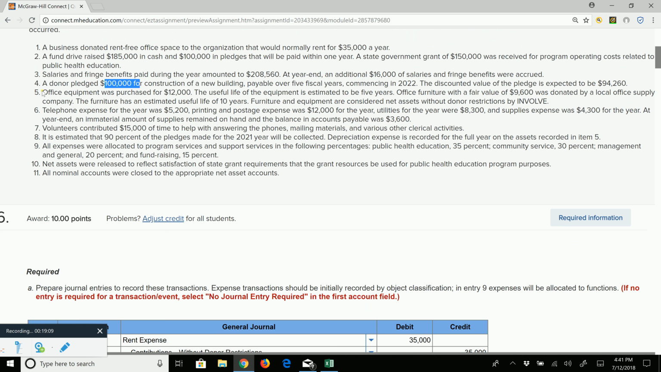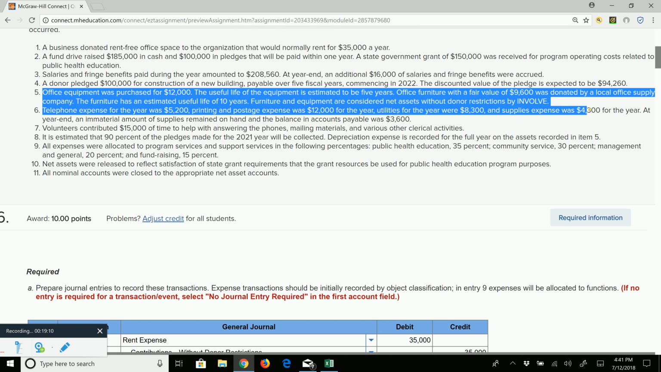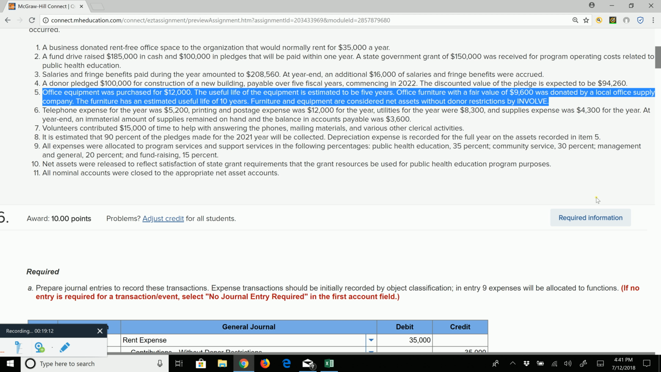Okay, number 5. Office equipment was donated, and some office equipment was purchased. Office equipment was purchased for $12,000, had a useful life of 5 years, and office furniture with a fair value of $9,600 was donated by a local office supply, had an estimated useful life of 10 years. Furniture and equipment are considered net assets without donor restrictions.